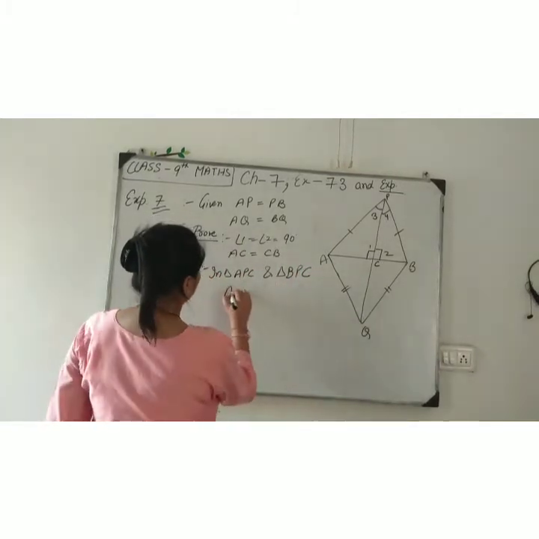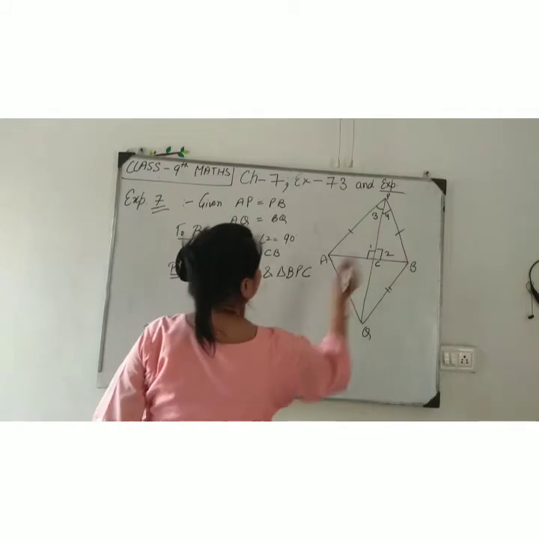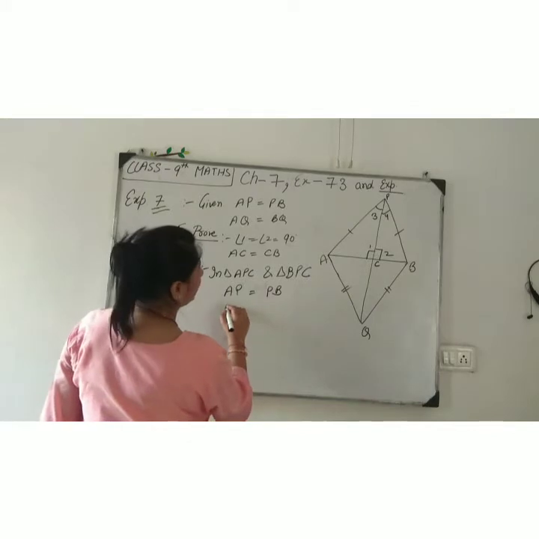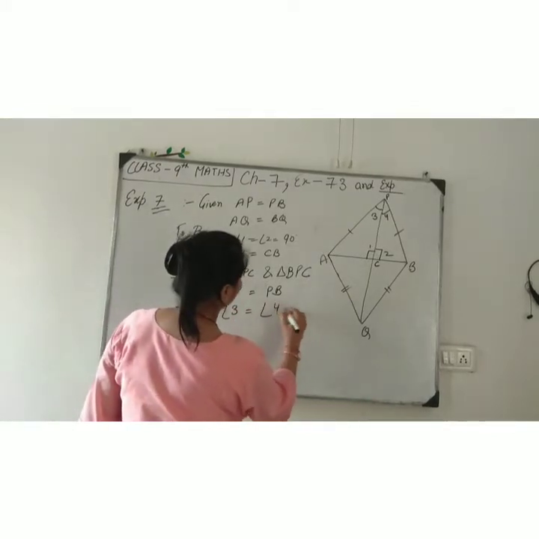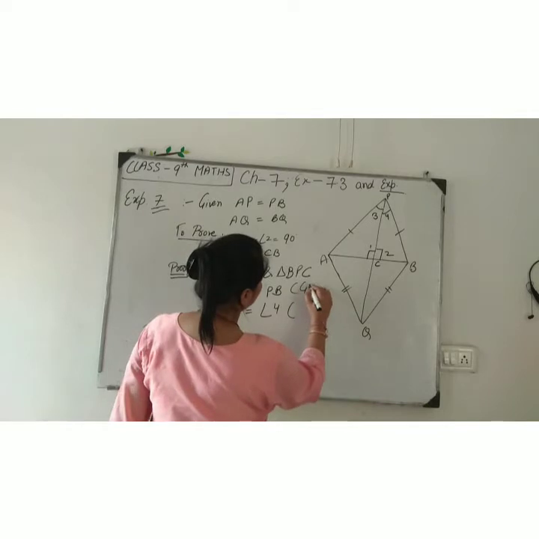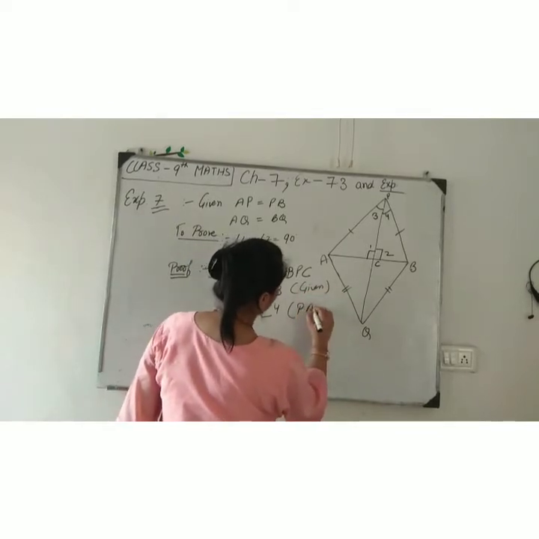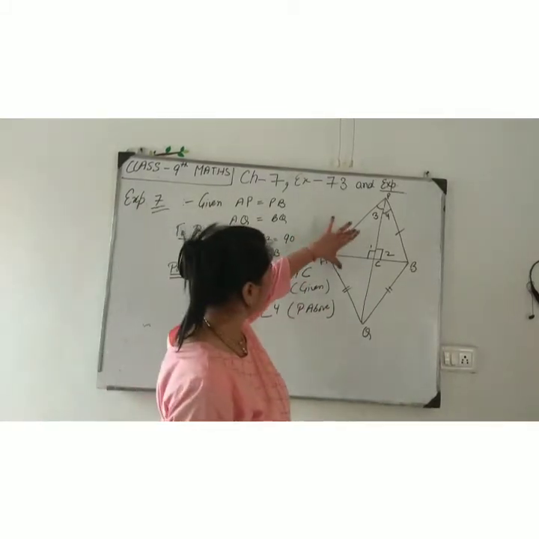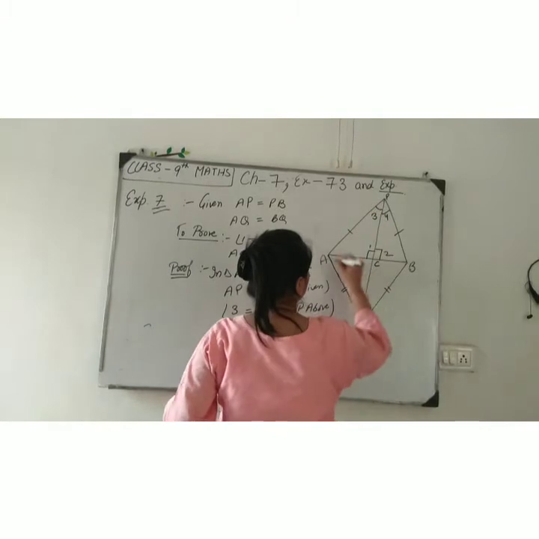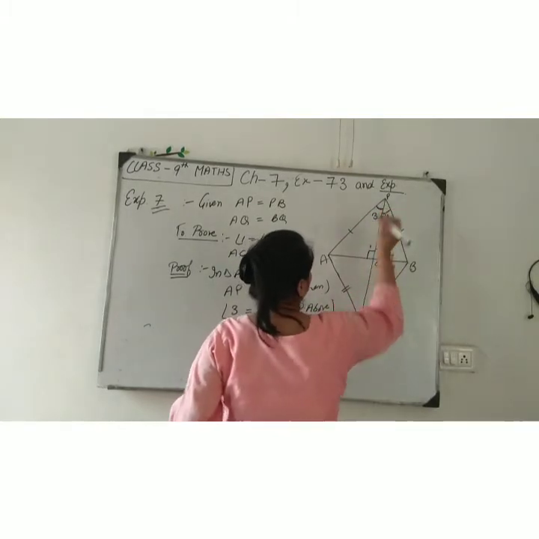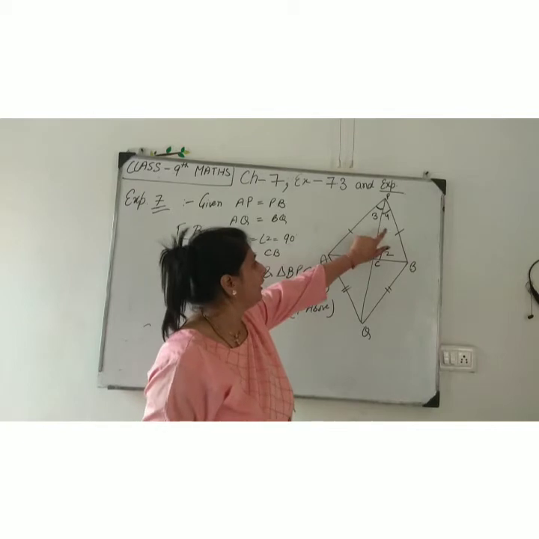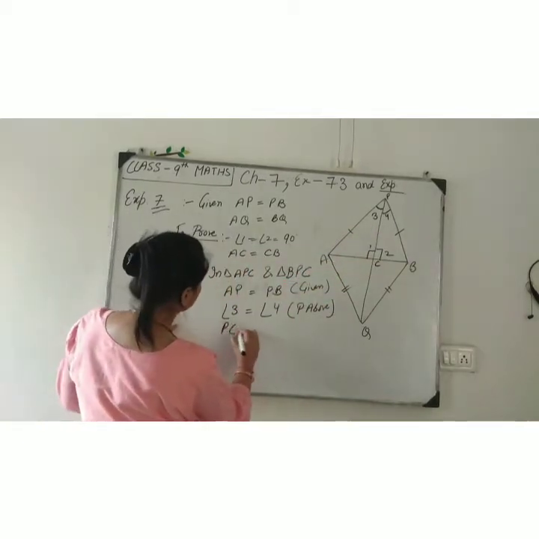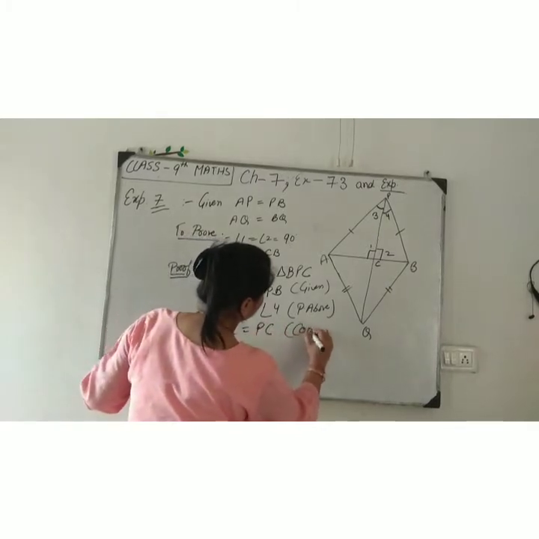So, AP equal to PB, clear? Angle 3 equal to angle 4, reason: given, and this one proved above, clear? Now you can understand why I proved these two angles equal: only for this angle, because I need this angle. If these two angles are equal, and next, what do you write here? PC equal to PC. Reason? Common.